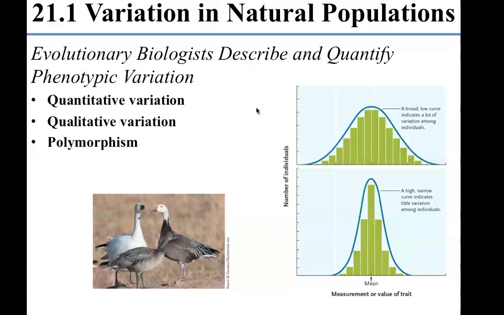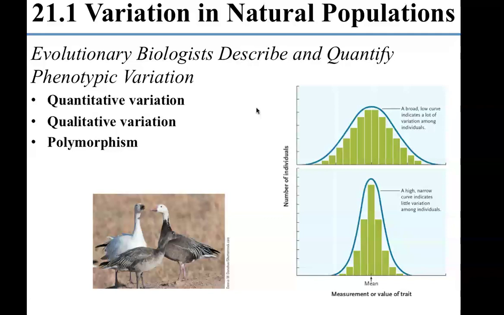Compare that with qualitative variation. In qualitative variation, the traits exist in two or more discrete states, and there aren't intermediates. Okay, so in this example, look at the picture of the geese. These are snow geese. And so the snow geese are either blue or white. That's according to the book. It doesn't look blue to me. It looks brown and white, but whatever. That's what the book said.